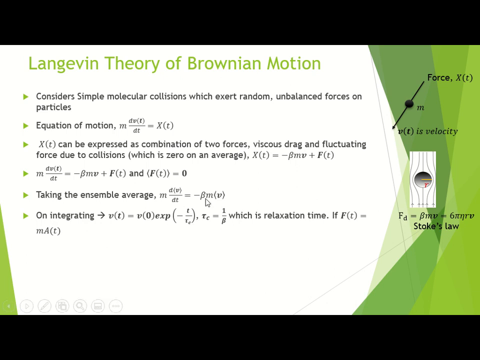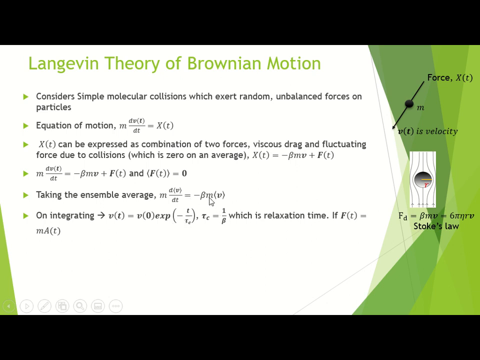Now we can simply solve this because it is a simple differential equation. So you have dv by v here, m can be cancelled, equal to minus beta times dt. Now you can integrate, so you'll get ln of v equal to minus beta t, and if you take out the ln, substituting the integral from 0 to t, you will get v of t equal to v of 0 times the exponential of minus beta t.